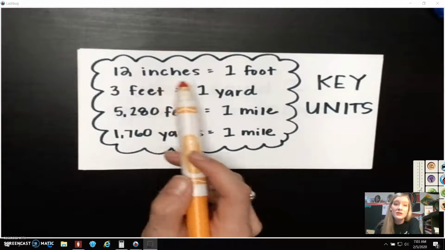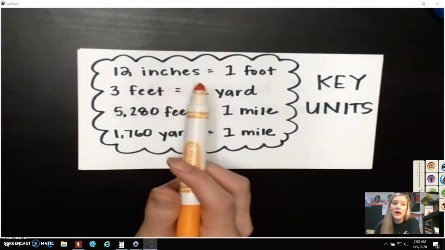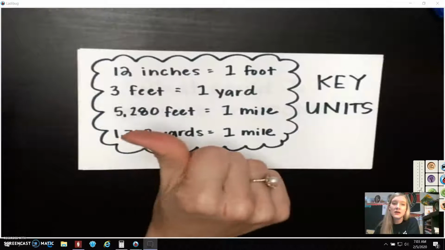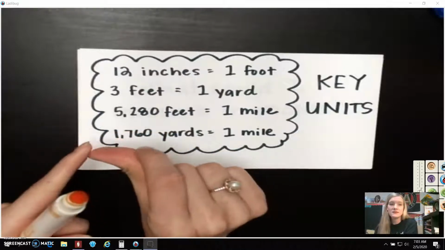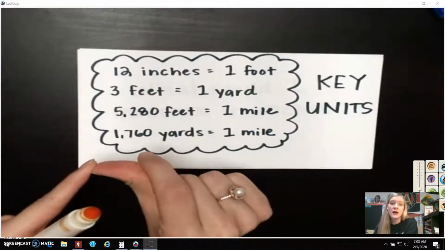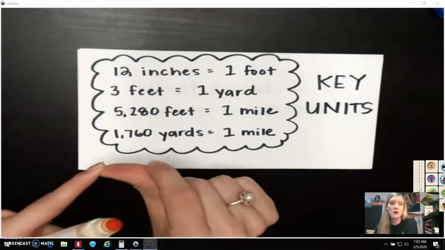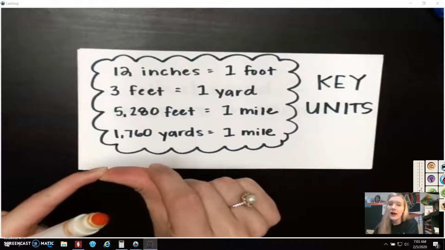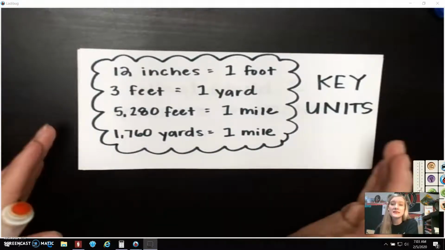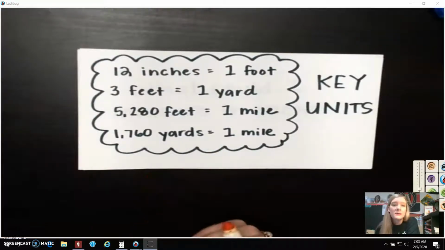If you remember, inches are very small. They taught you that an inch is about the distance from the tip of your thumb to the base of that first knuckle. So an inch is pretty small. We have 12 of them in a ruler. A ruler, which is 12 inches, is about a foot. 3 of those feet make a yard, and then we know that miles are our larger distance.